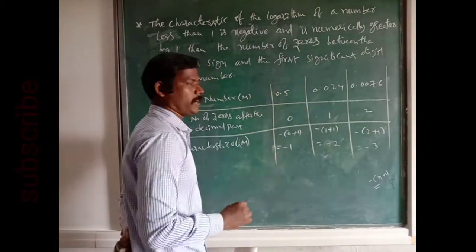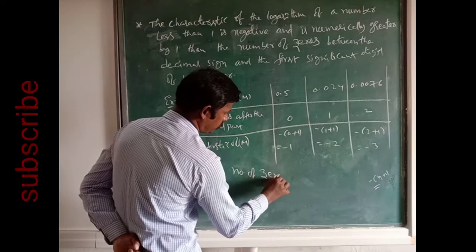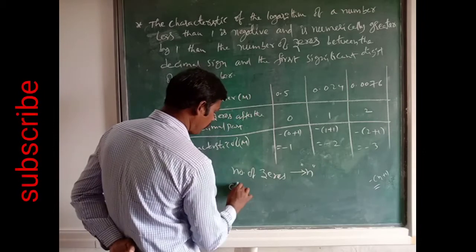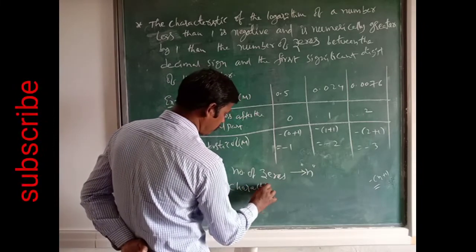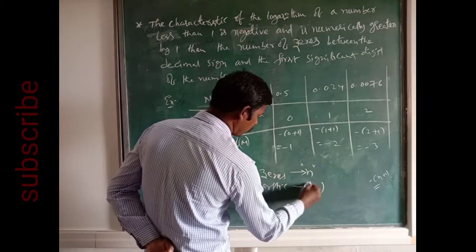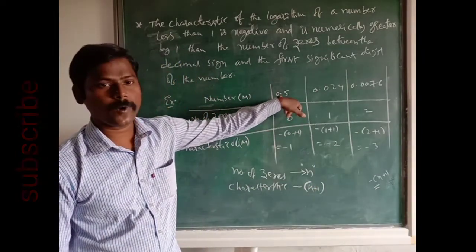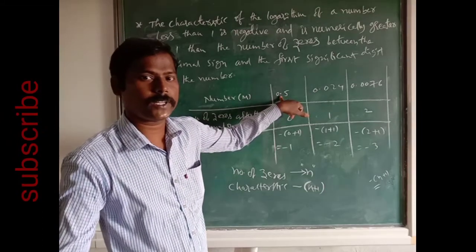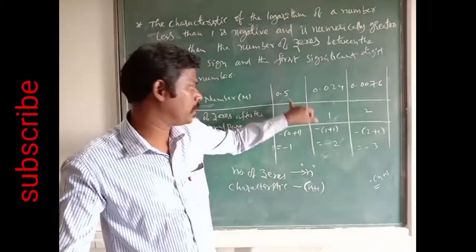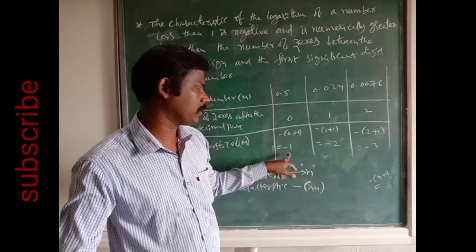Here, after the decimal, how many zeros are there? For example, the number of zeros I will consider as n. Then the characteristic of the number, how to find? Characteristic is minus of n plus 1. That means, look here, after the decimal point how many zeros are there between the decimal point and the significant digit? Nothing. That means 0. So what is the characteristic? Minus of 0 plus 1, minus 1.